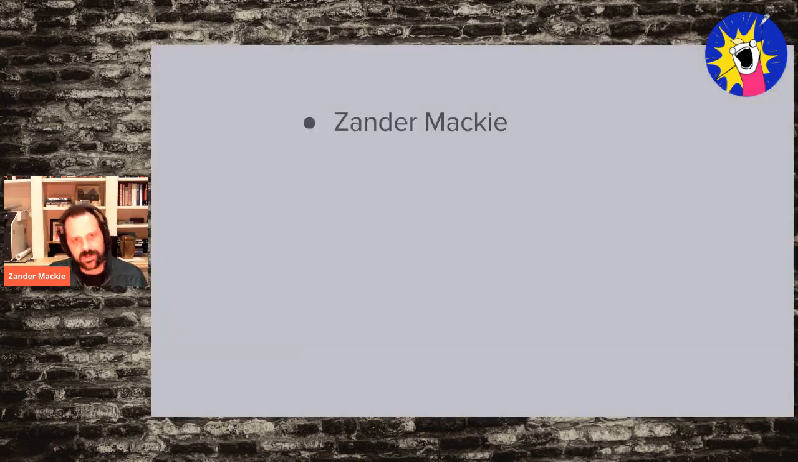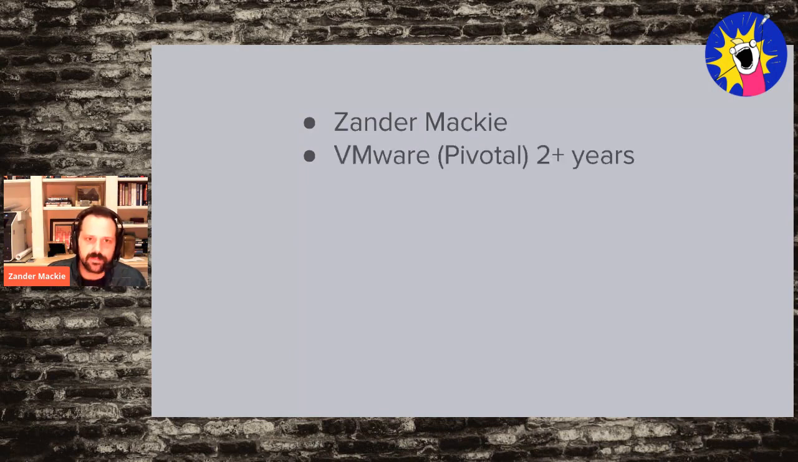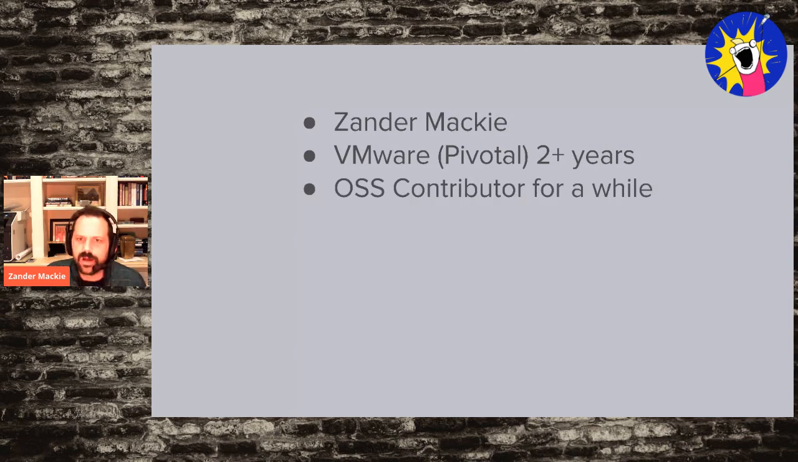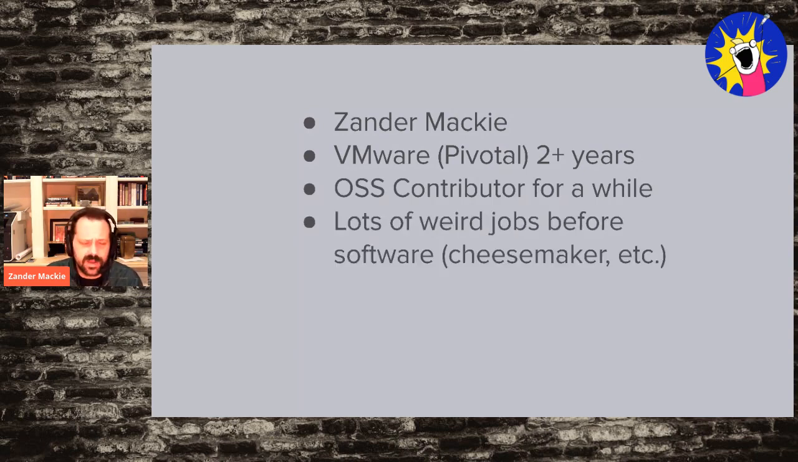I'm going to just introduce myself. My name's Zander Mackie. I work at VMware. I used to work at Pivotal. I came into VMware through the acquisition. For about 2 years I've been there, working on various aspects of the Cloud Foundry product. I've been an open source contributor for a while. And I had a lot of weird jobs before I was in software. I was a cheesemaker, et cetera. Feel free to ask me about those things on the Q&A at the end.